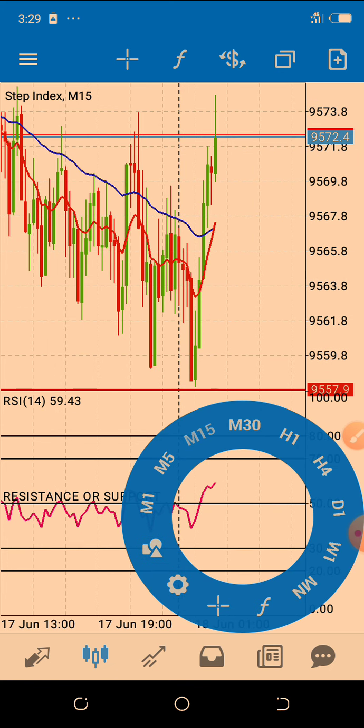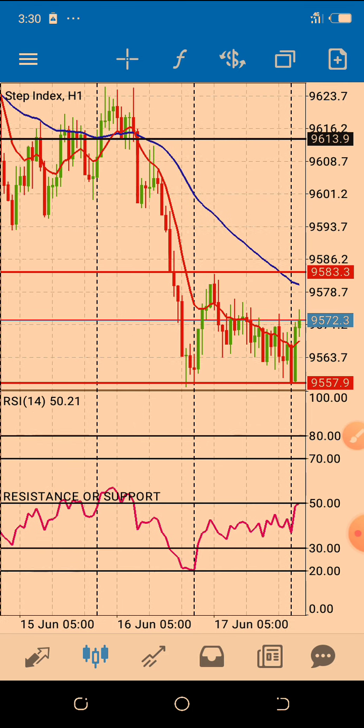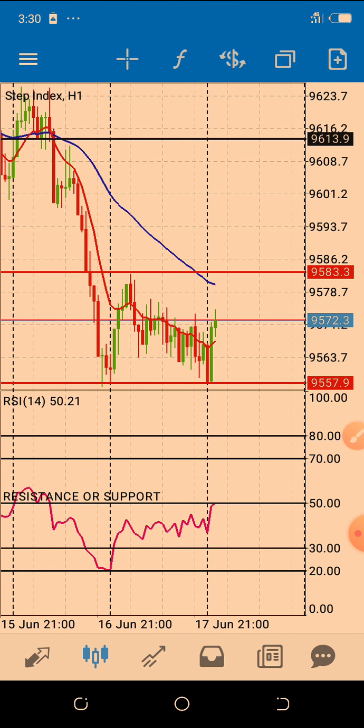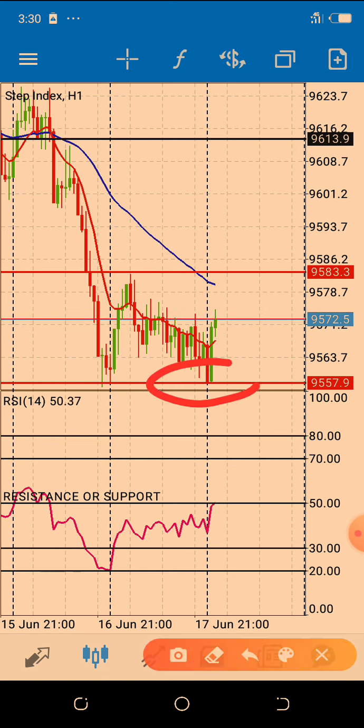Once I have drawn the support and resistance on each level, I just wait. The first thing to begin with is I wait to see what price will do around yesterday's low and yesterday's high. I wait to see what price will do around there.